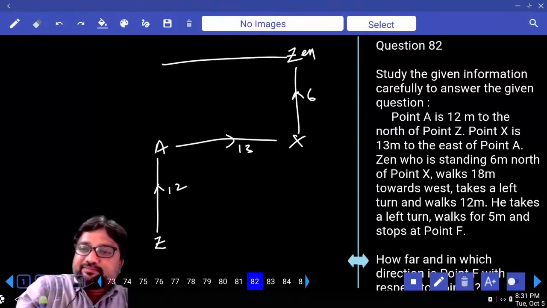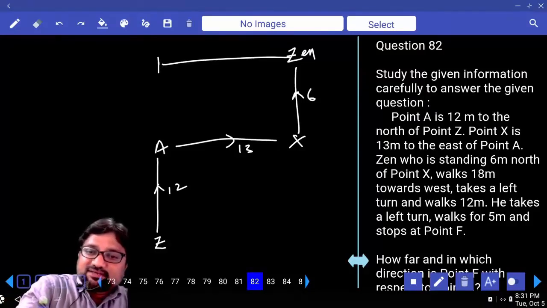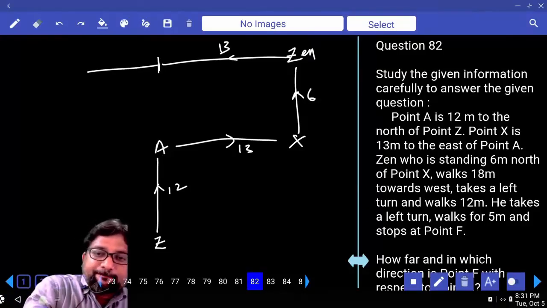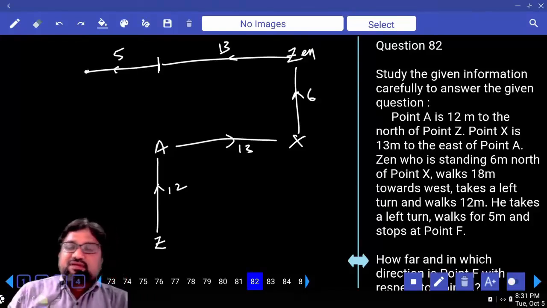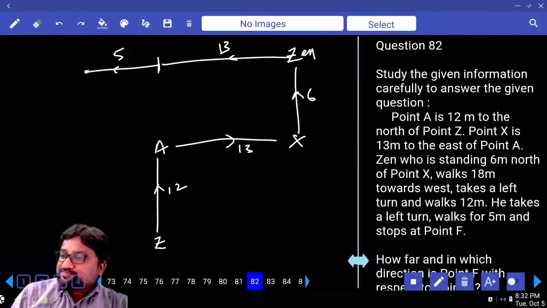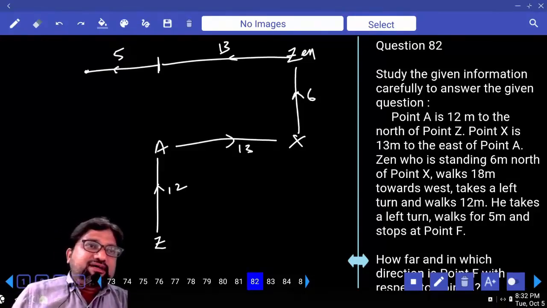When I say 18, please remember these parallel lines. Okay, now this is 13. Extra 5. This is where he is now. What is he doing from there? He takes a left turn and walks for 12 meters. 12 meters. Imagine yourself as if you are facing west.